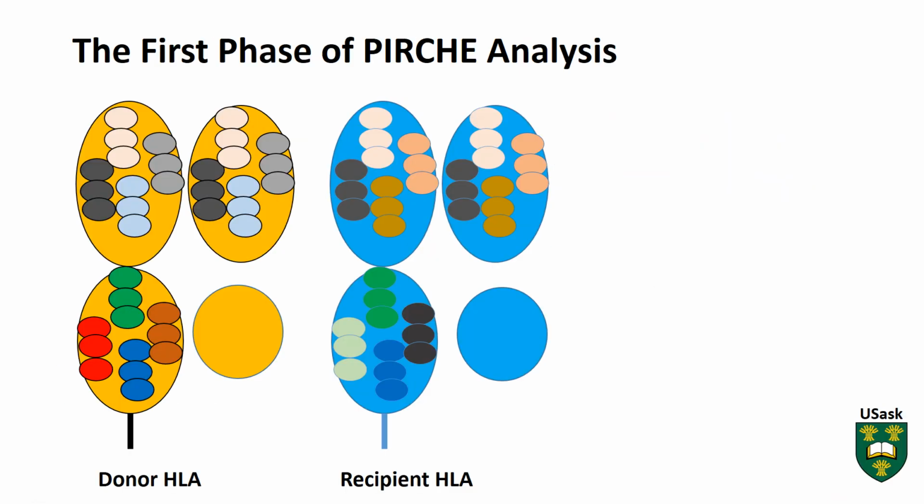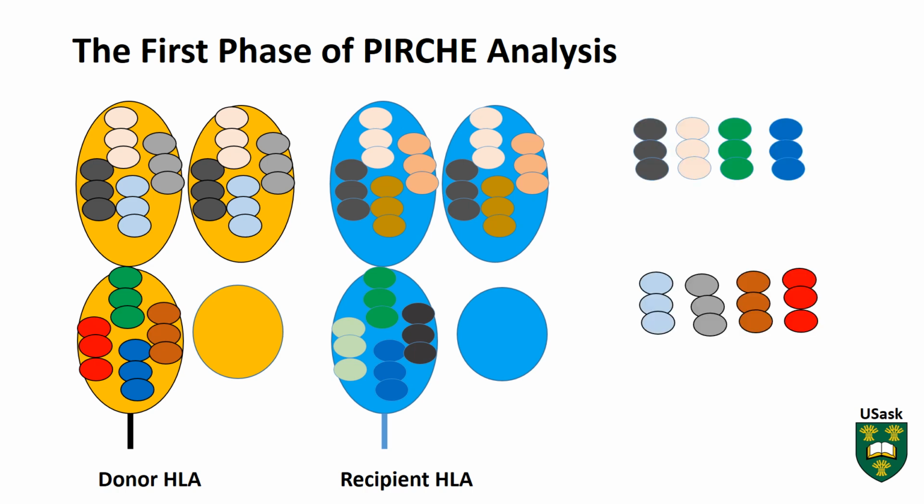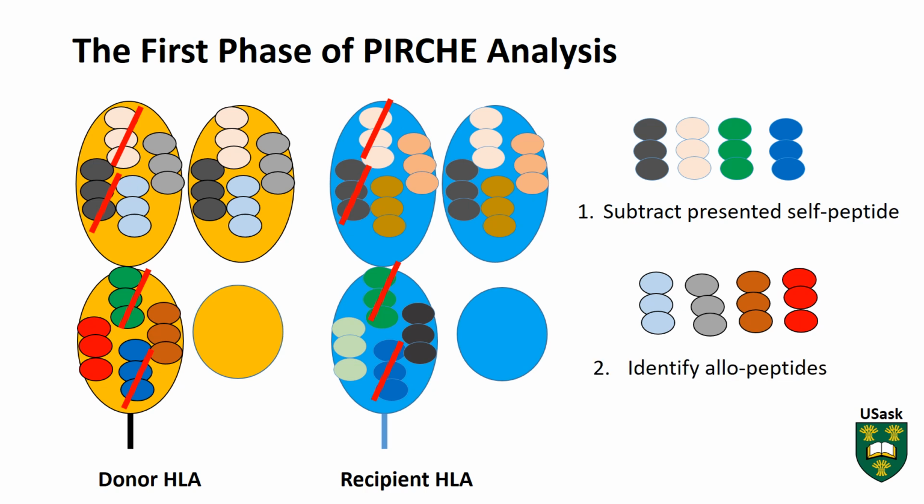So let's see how PIRCHE works. In the first phase of the PIRCHE analysis, it looks at all the donor HLA epitopes, meaning the core epitopes, and isolates them out. In this case, you can see that the donor has 8 different HLA epitopes. Then it subtracts the epitopes that are considered self, because the patient's HLA molecule has them. Here you can see that 4 of these self epitopes have been subtracted, which leaves only 4 that are considered the allo peptides.